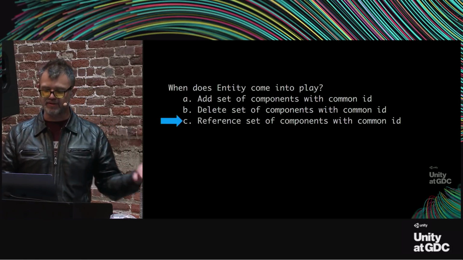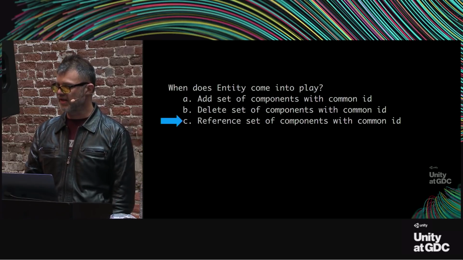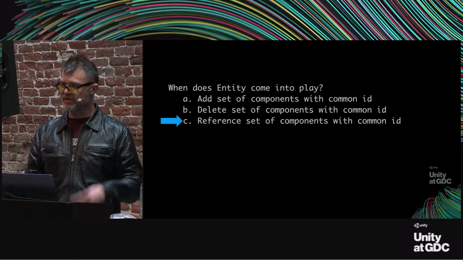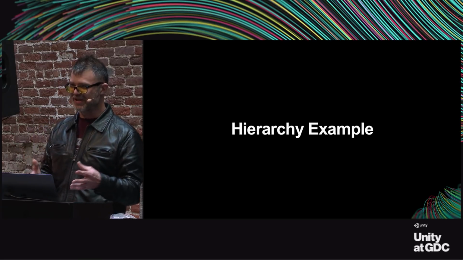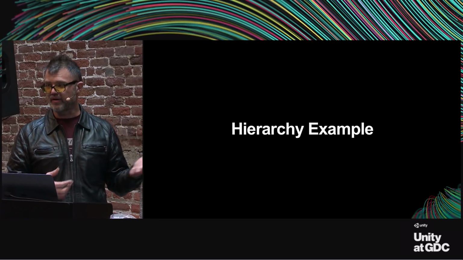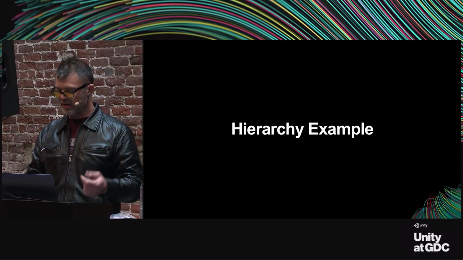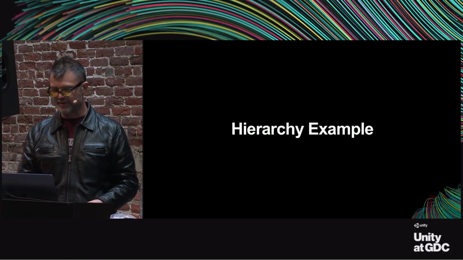Or if you want to reference a separate set of components in a component stream with an ID, that ID is an entity ID. Those are the three cases of using an entity. So let's talk about actual use of those cases, and that would be a hierarchy, right? If I'm doing a transformation hierarchy, I obviously need things to reference each other in some way across streams.